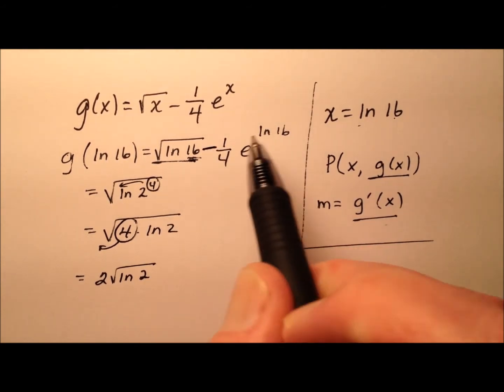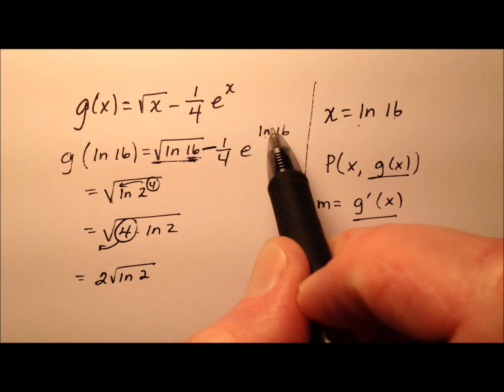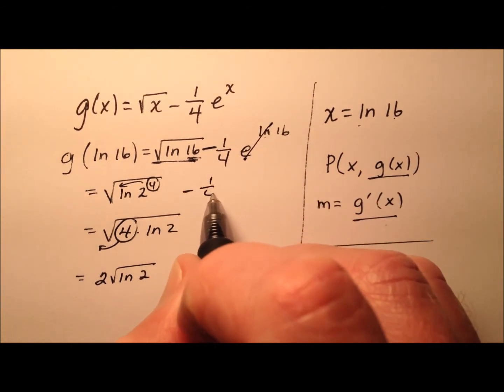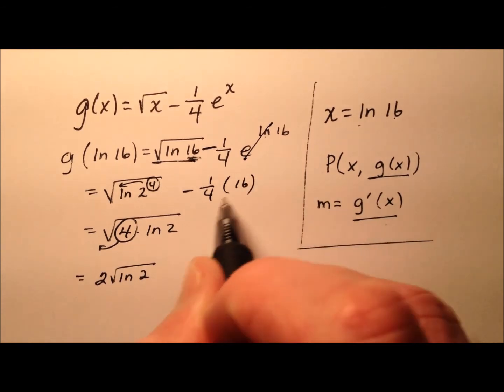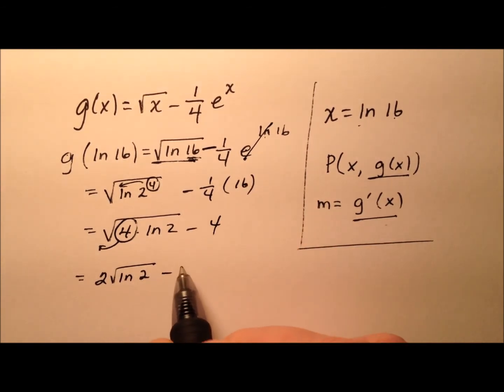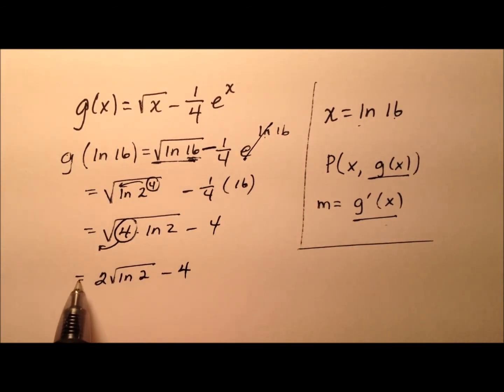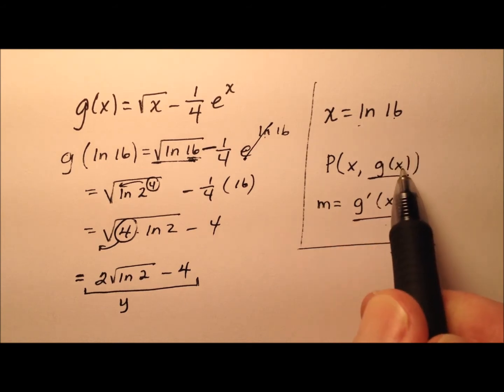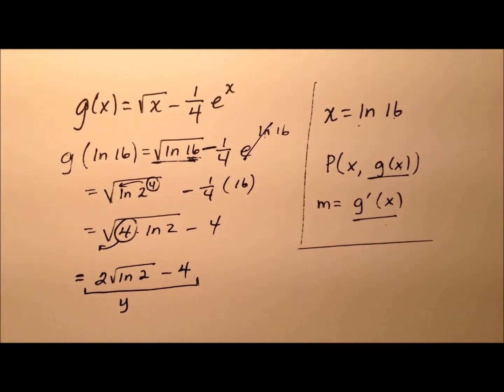As far as the other part of this, e and the natural log here are inverses of one another, so these could cancel, and what you're doing is taking 1/4 of 16, which is 4. So we could have now this for our y value, and that's what we get when we plugged in the ln of 16 into our function.